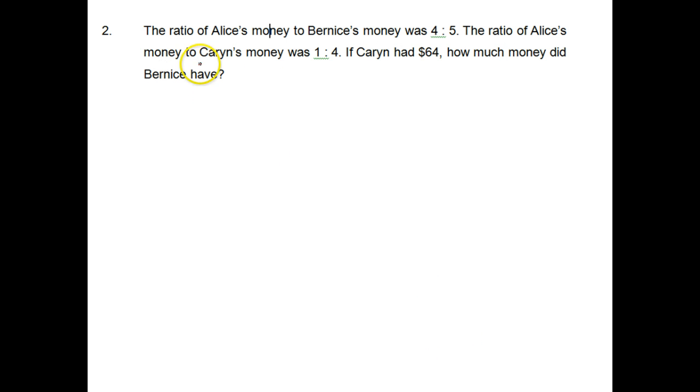Question 2. The ratio of Ellie's money to Bernie's money is 4:5. The ratio of Ellie's money to Carlin's money was 1:4. If Carlin had $64, how much money did Bernie have? Here we know that we can use ratio. So Ellie's is to Bernie's 4:5. The ratio of Ellie's to Carlin's is 1:4.